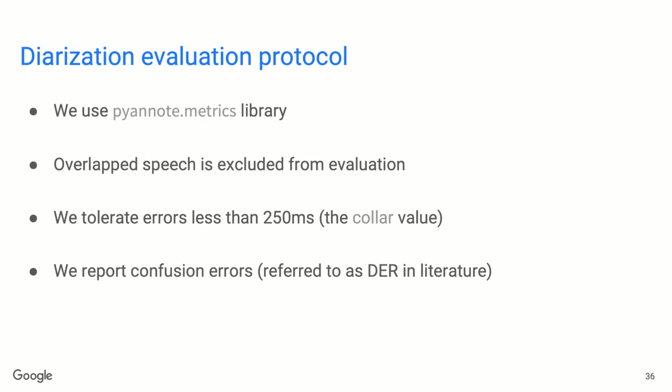The evaluation protocols for diarization. These are some of the standard practices. We are using the pyannote metrics library. We exclude overlapped speech since we are focusing on diarization, not source separation. We tolerate errors smaller than 250 milliseconds. We report confusion errors, which is referred to as diarization error rate in other papers.